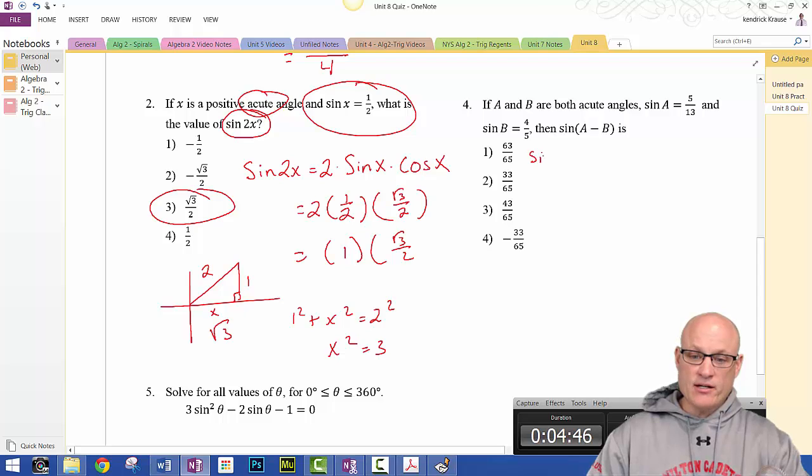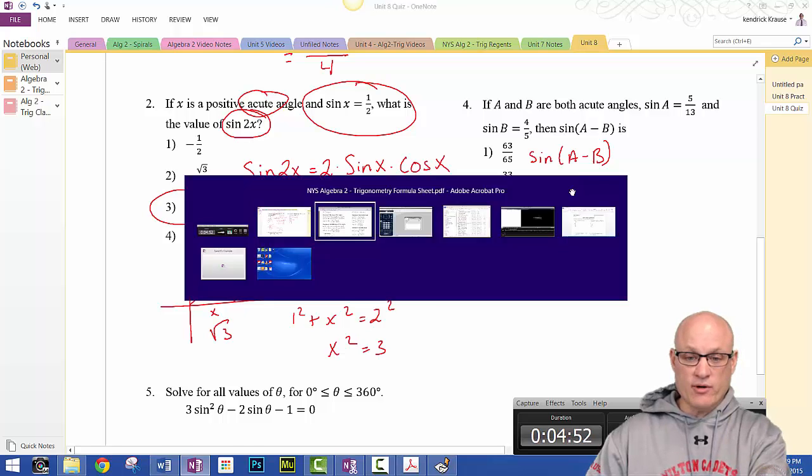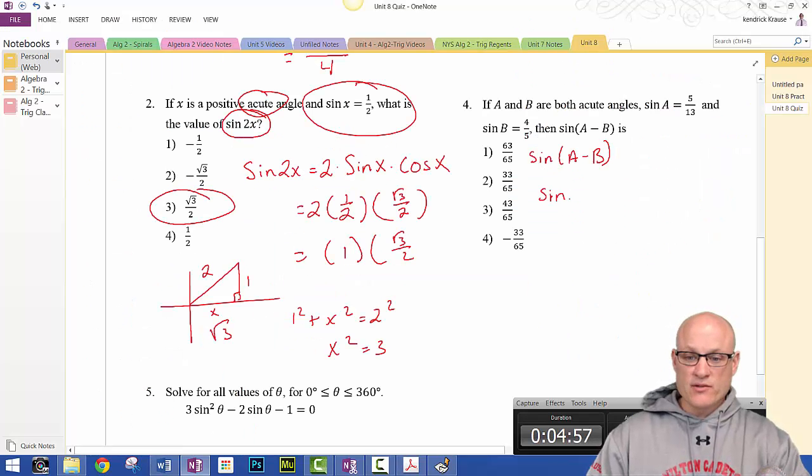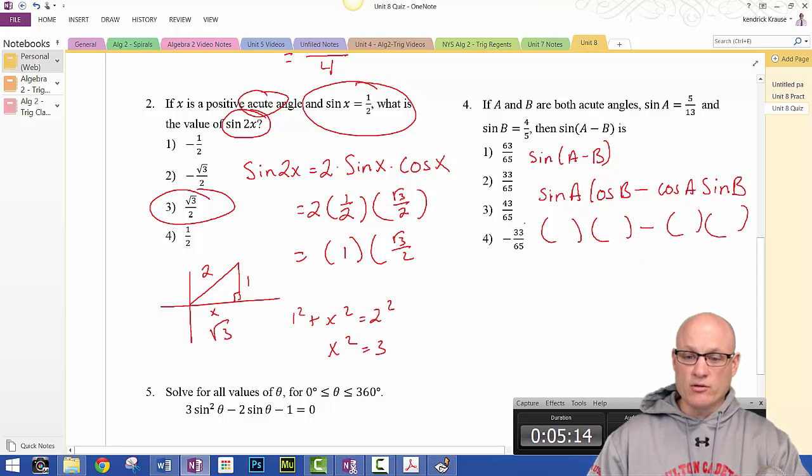It's the sine of A minus B. Well, that's sine A. We just did it. It's right here, A minus B. This formula right here: sine A cosine B minus cosine A sine B. And I just put parentheses, minus parentheses, and I put in everything I know. Oh, sine of A is 5/13.